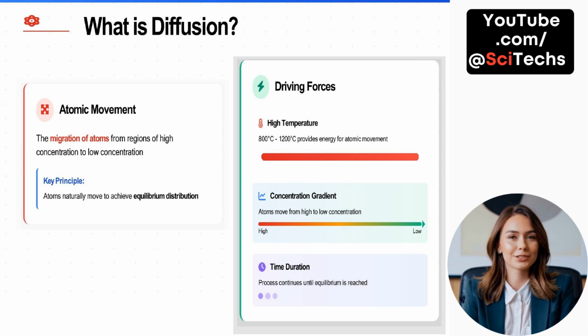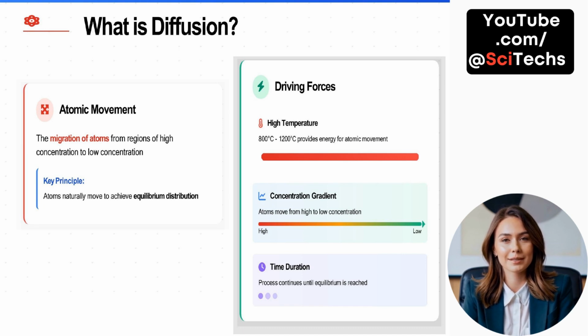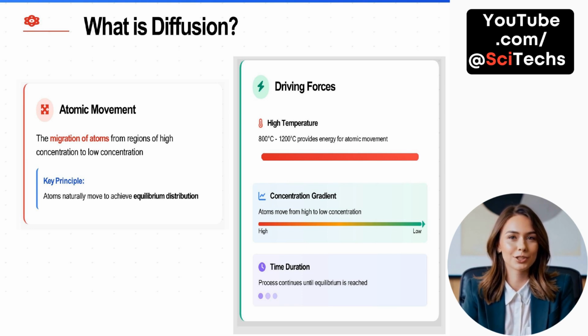Several driving forces govern this process. High temperature is essential, typically between 800 degrees Celsius and 1200 degrees Celsius. This heat provides the necessary energy for atoms to move through the solid material. Another key driver is the concentration gradient. Atoms move from areas where their concentration is high to areas where it is low. This movement continues until a uniform distribution is achieved.